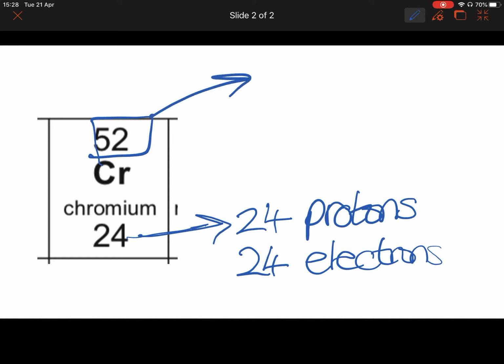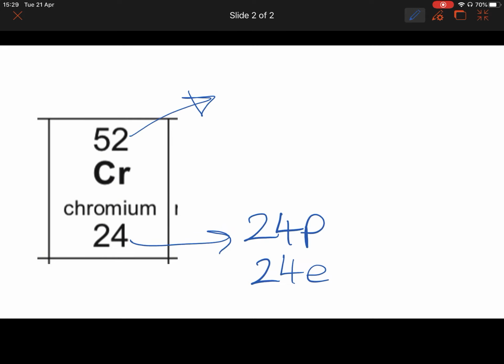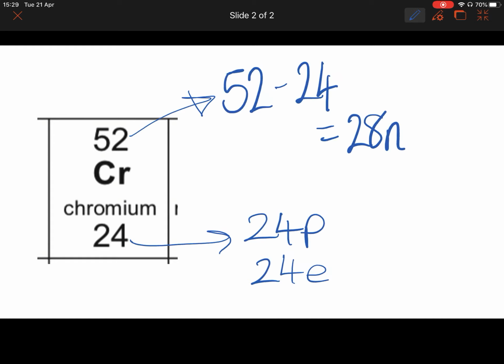So we've got protons, we've got electrons, so to work out neutrons, we've got to do this 52 minus the 24. So neutrons, sorry, my pen has just stopped working. Let's do a quick swizzle, there we go. Gonna have to clear all that. So 24 protons, 24 electrons, and then this 52 at the top, we need to do 52 minus the 24. And that will give us the number of neutrons. So that is going to be 28 neutrons.